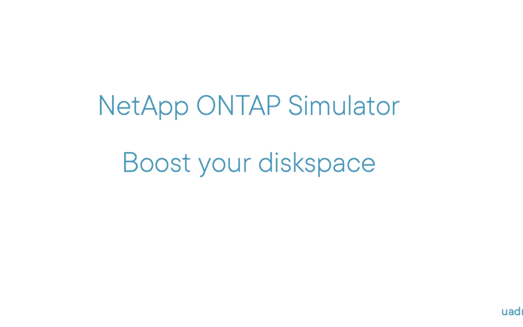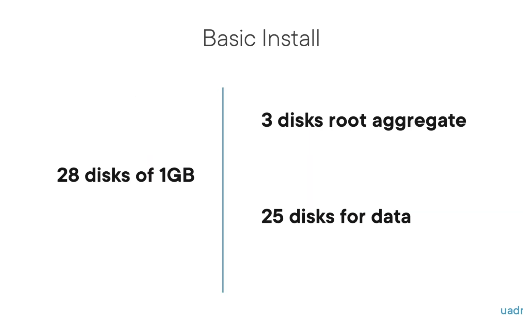Hello, in this short demo we'll boost the available disk space in a default deployed ONTAP 9.9.1 simulator. After a default install in VMware you will have 28 disks of 1 GB in total. 3 disks will form the root aggregate and the other 25 disks will be available for data aggregates.